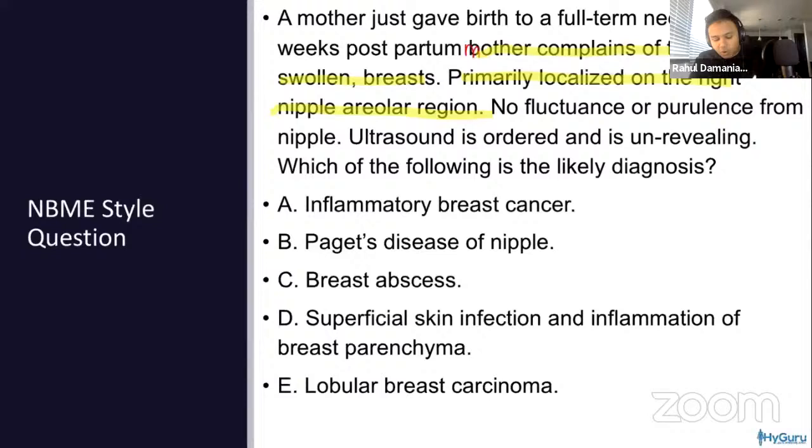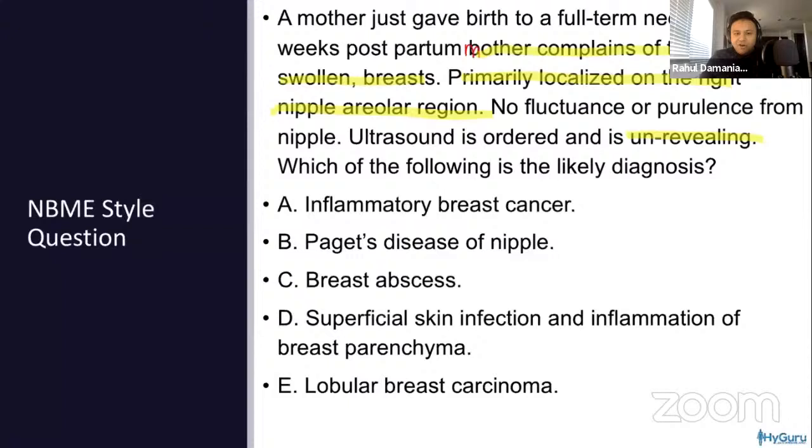Which of the following is the most likely diagnosis? So a postpartum breastfeeding mother. A, inflammatory breast cancer. B, Paget's disease of the nipple. C, a breast abscess. D, mastitis. Or E, lobular carcinoma. And if you said D, you're absolutely correct.